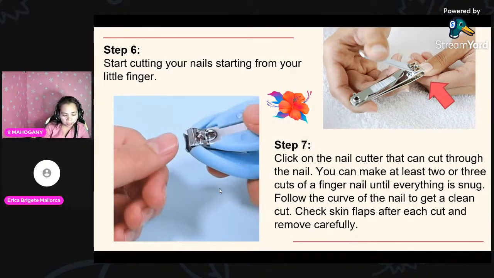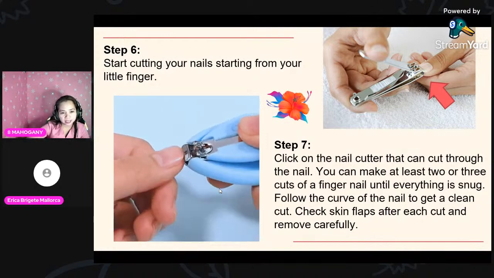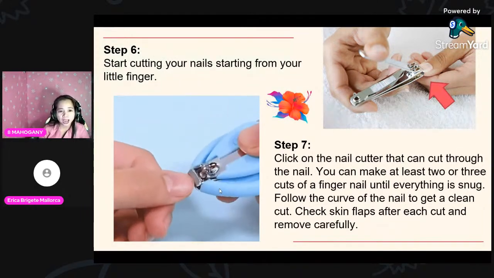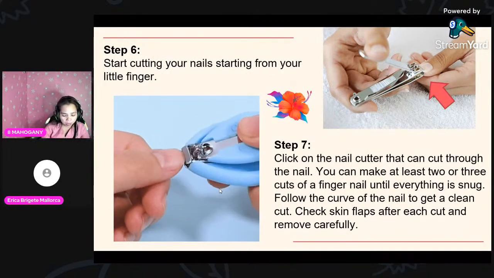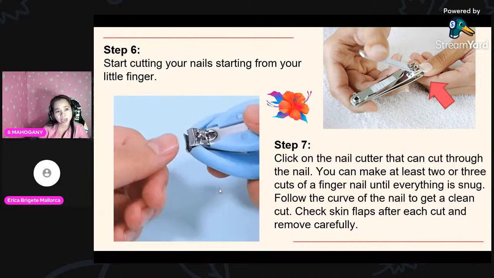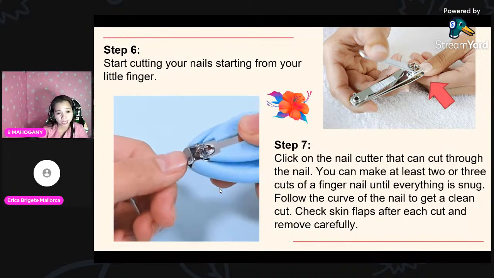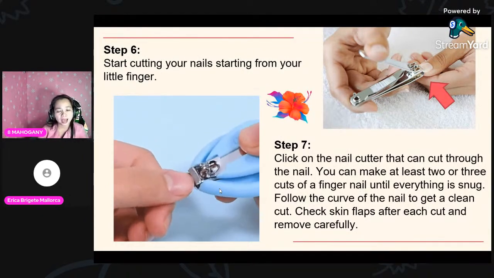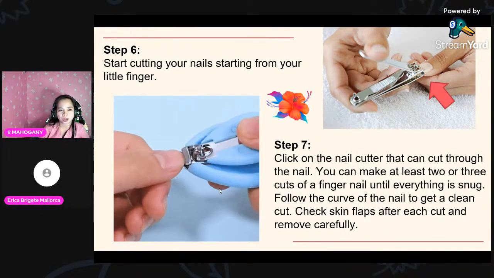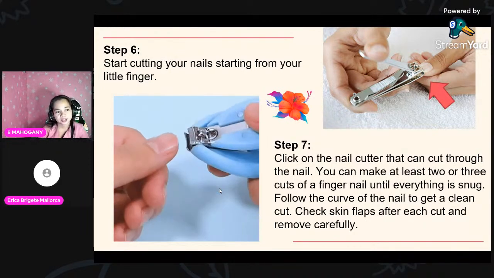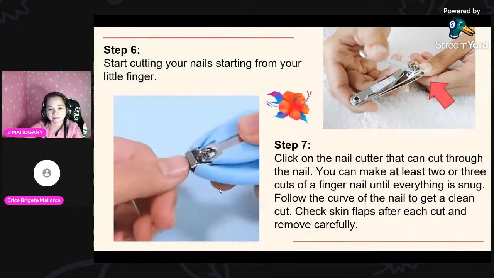Make sure na dito muna sa gilid, then the other side, then sa gitna. Okay po? Wag po natin isang cut lang. Gusto mo isang cut lang para maputol na agad lahat-lahat, so merong possibility na masugat kayo. Again, you can make at least 2 or 3 cuts. Okay? 2 or 3 cuts. So, okay na yon. Enough na siya. Okay? Did you get?